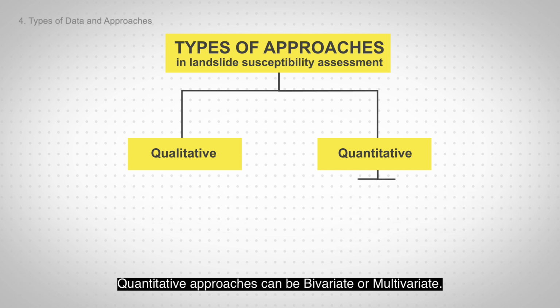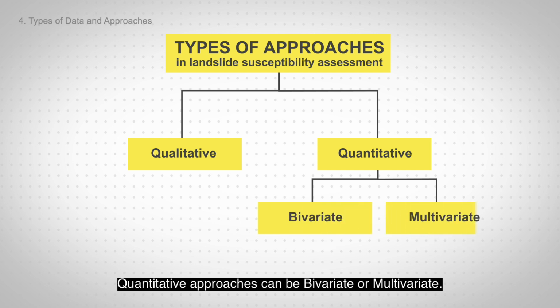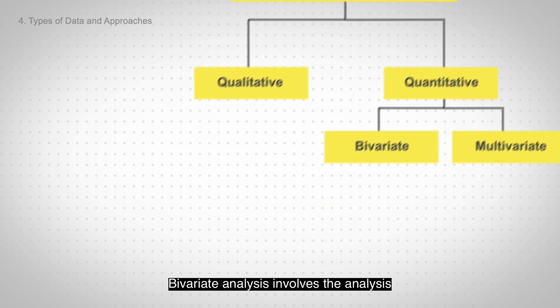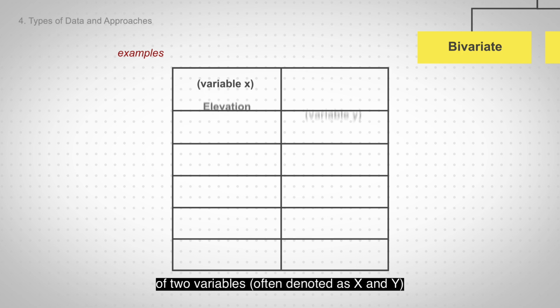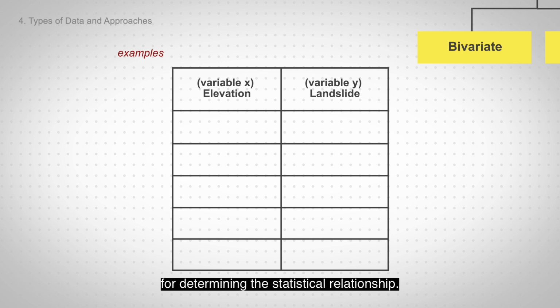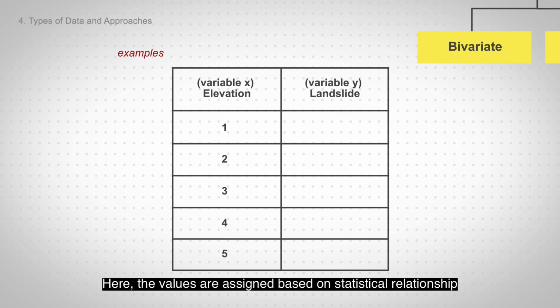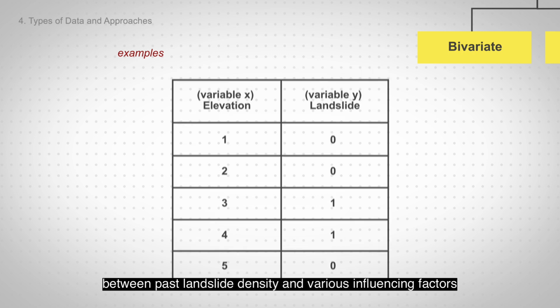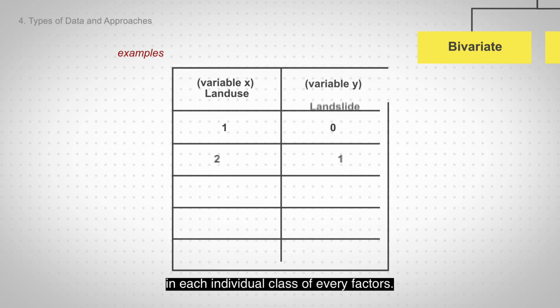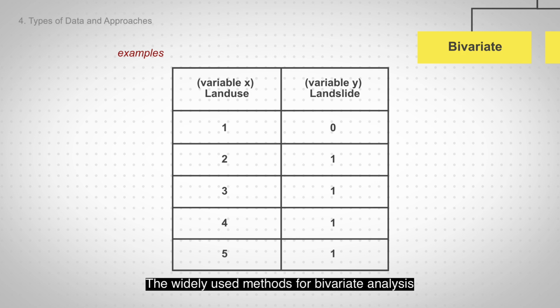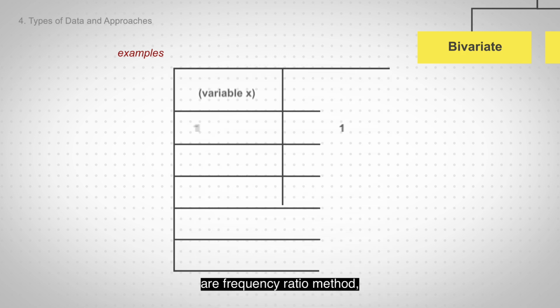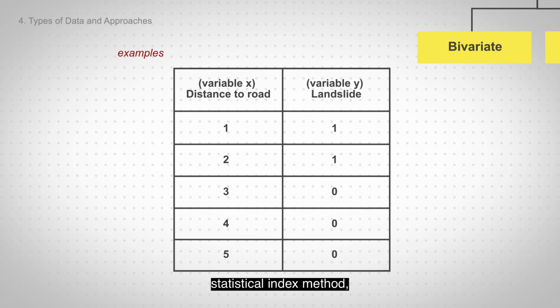Quantitative approaches can be bivariate or multivariate. Bivariate analysis involves the analysis of two variables, often denoted as x and y, for determining the statistical relationship. Here, the values are assigned based on the statistical relationship between past landslide density and various influencing factors in each individual class of every factor. The widely used methods for bivariate analysis are the frequency ratio method, statistical index method, weight of evidence method, and certainty factor method.